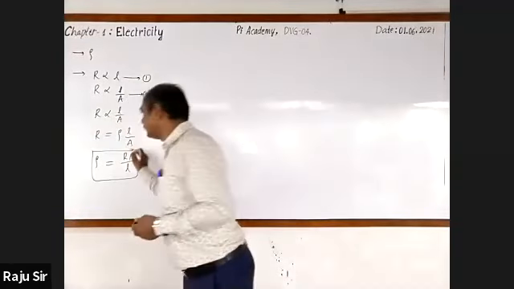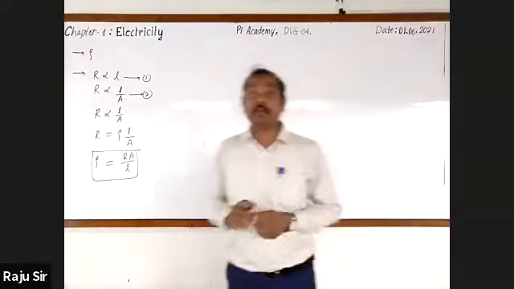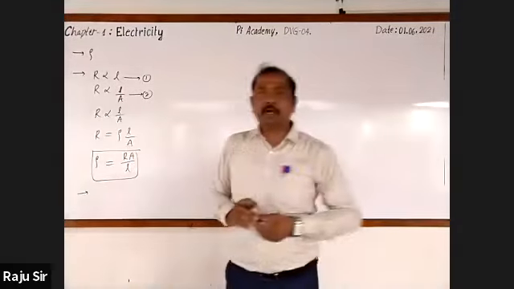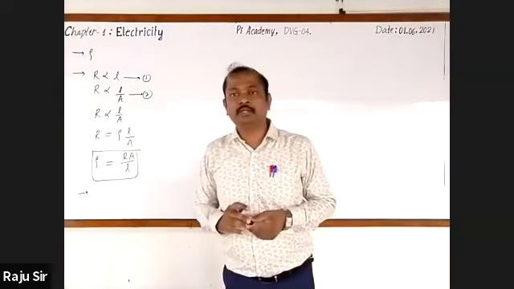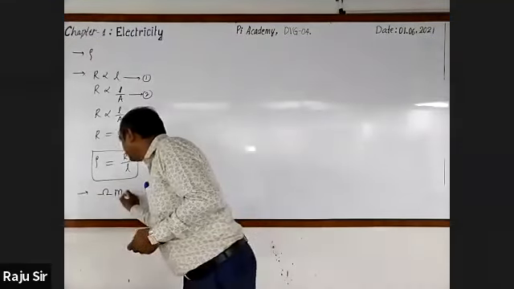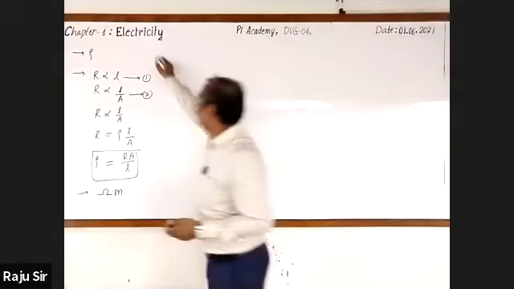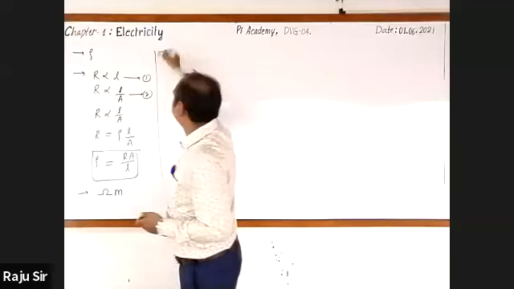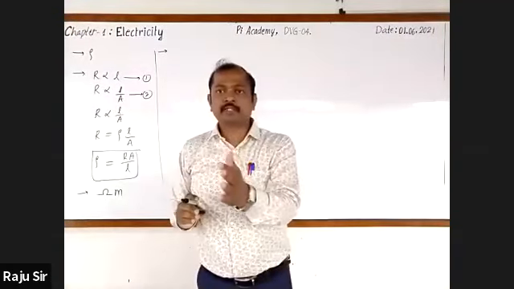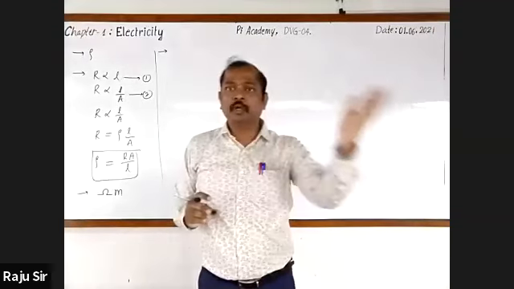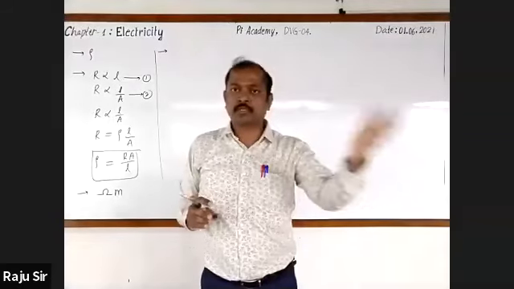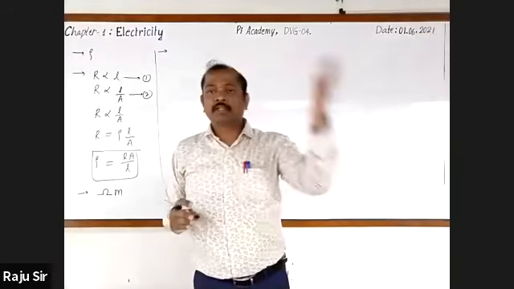This is an important formula to find out resistivity. And using this formula, we found out the SI unit of resistivity. SI unit is ohm meter. You also know that resistivity of conductors is different from one to another. Copper has its own resistivity, iron has its own resistivity, then silver has its own resistivity.